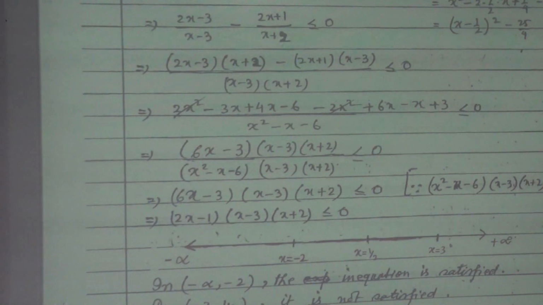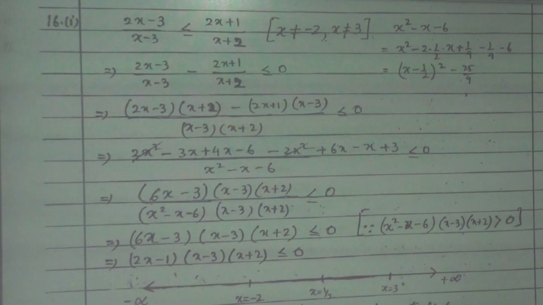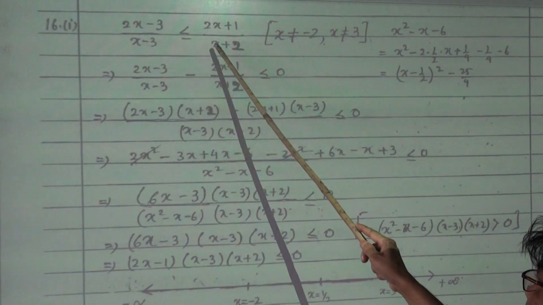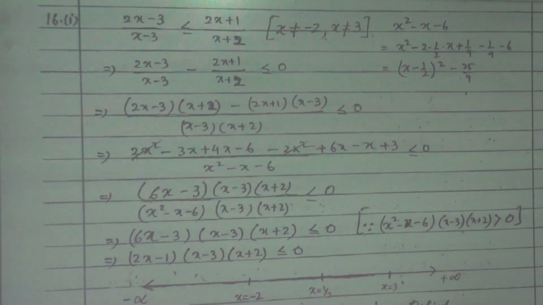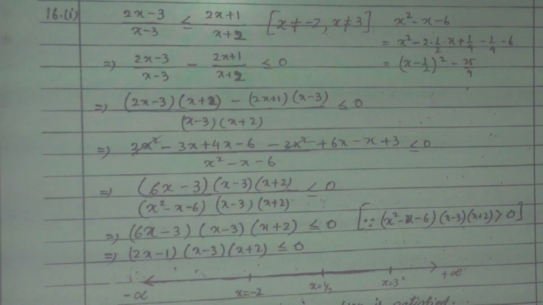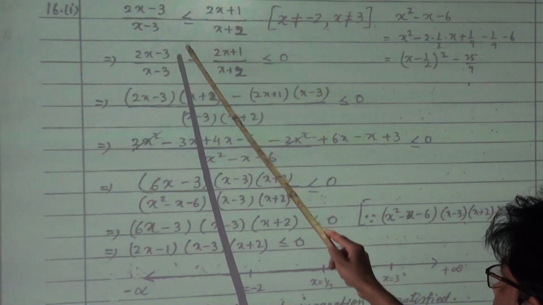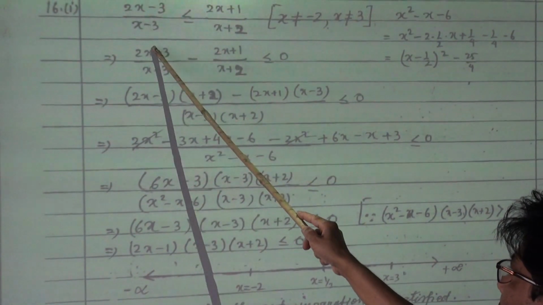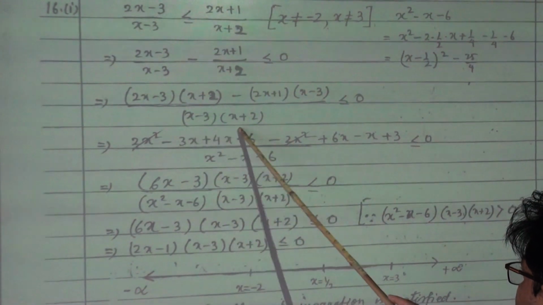Now see the difference between the previous one and this one. In the previous one, one side was 0. Here both sides are fractions, this and this. So obviously x cannot be 3, x cannot be minus 2. That's what is given. I am taking this one to this side, so minus. Taking LCM, this into this, minus this into this. I have written here.